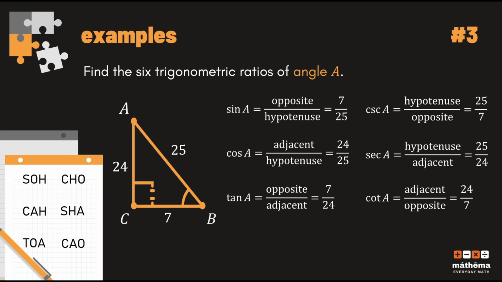Now, if you have noticed, the values of cosecant, secant, and cotangent are just the reciprocals of sine, cosine, and tangent. The value of sine is the reciprocal of cosecant. The value of cosine is the reciprocal of secant, and the value of tangent is the reciprocal of cotangent.